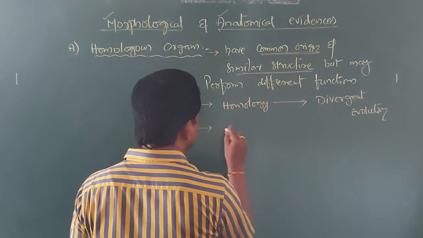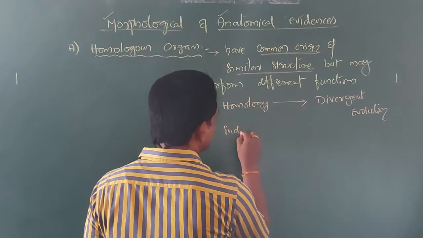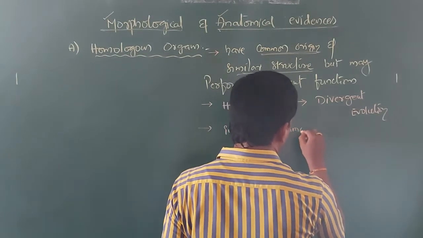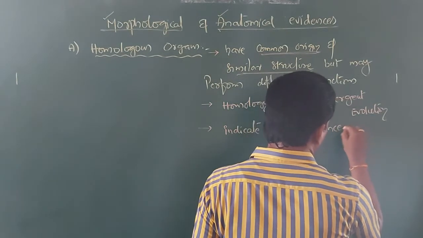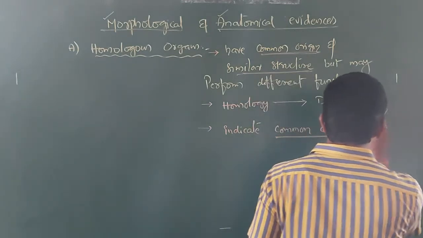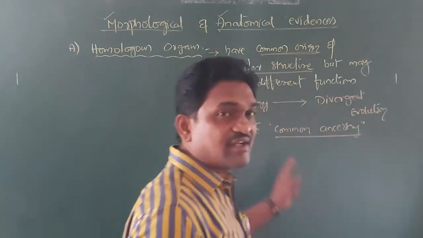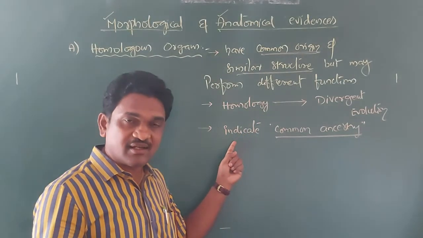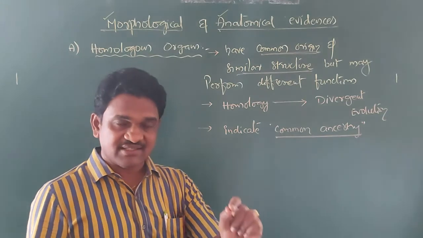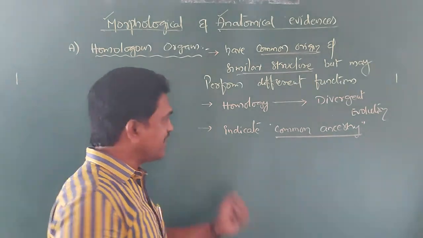Homologous organs indicate common ancestry. That means organisms that have structural similarity, that have homologous organs, all such organisms share common ancestors. Okay? Examples.